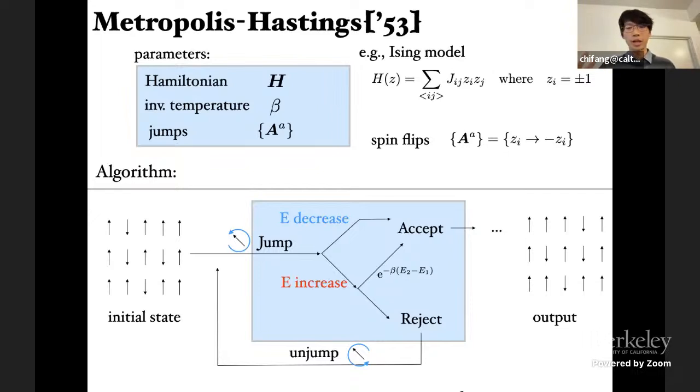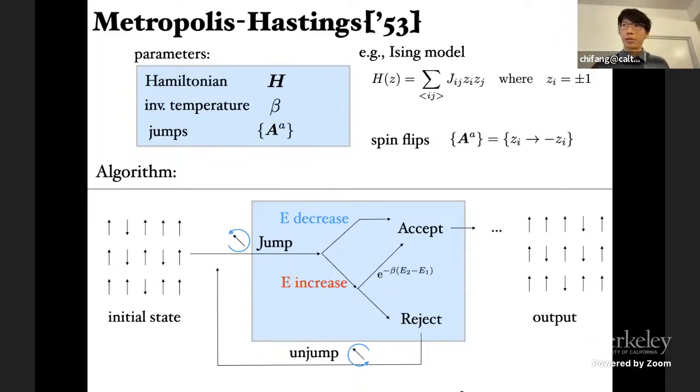Both could happen. And if it decreased, that's good news. Let's accept and move on. If it increased, that's bad. And sometimes you have to reject this move to ensure detailed balance. And here by reject, I mean that you would just undo the jump and then do the whole thing again. Okay. So now this is a Markov chain, and this is a well-defined algorithm.